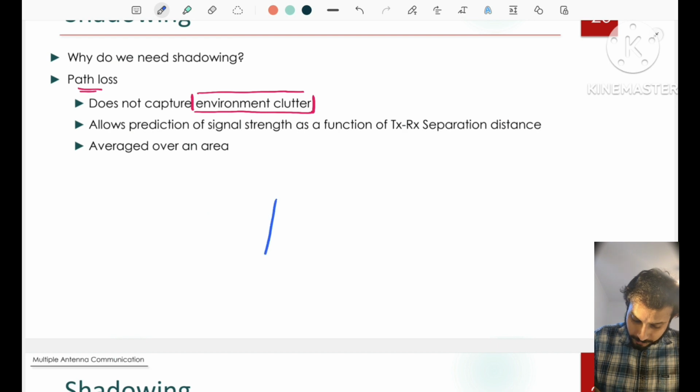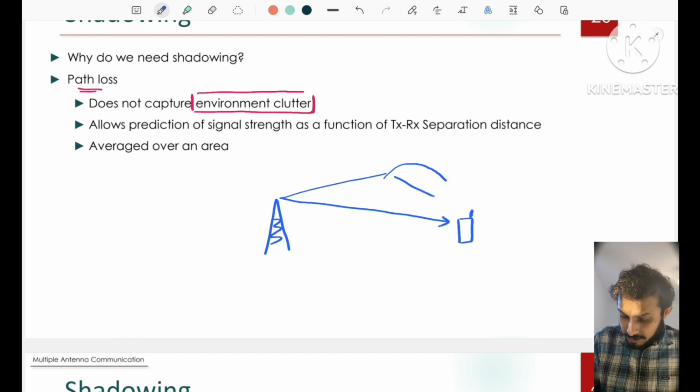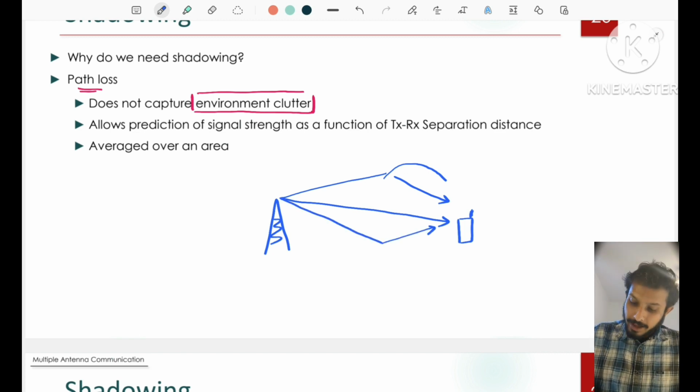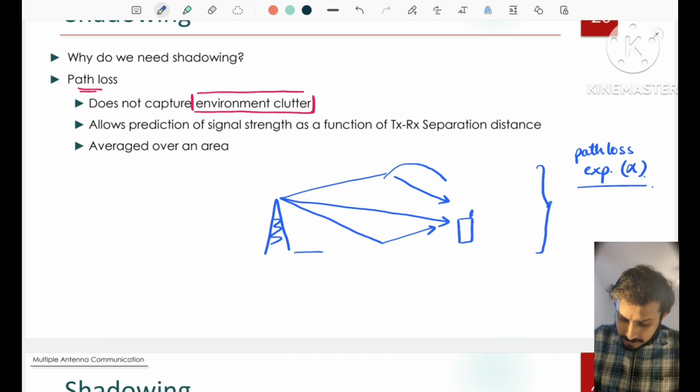Let's say we have a transmitter and a receiver, and if we consider a simple scenario, there is a hill, so we will have one line of sight path, one reflected path from the hill, another reflected path from the ground, and this simple scenario will generate a single value of path loss exponent alpha at a distance of d. This implies this distance is d.